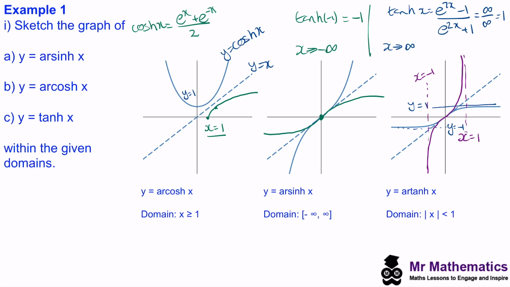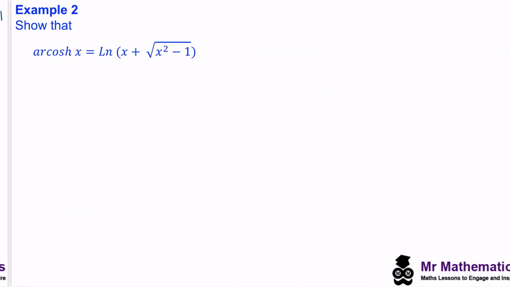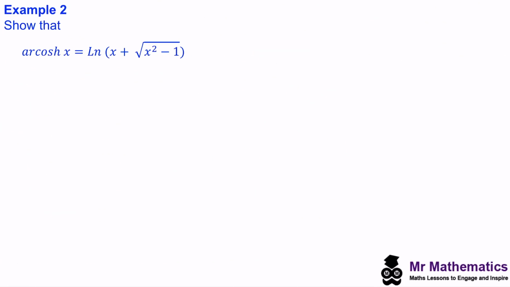Now let's move on to deriving the equation for our cosh of x. In example 2, I want to show you how we can write our cosh of x as a natural log of a function in terms of x. The way we go about doing this is, we say y is equal to our cosh of x, and then we'll take the cosh of both sides.